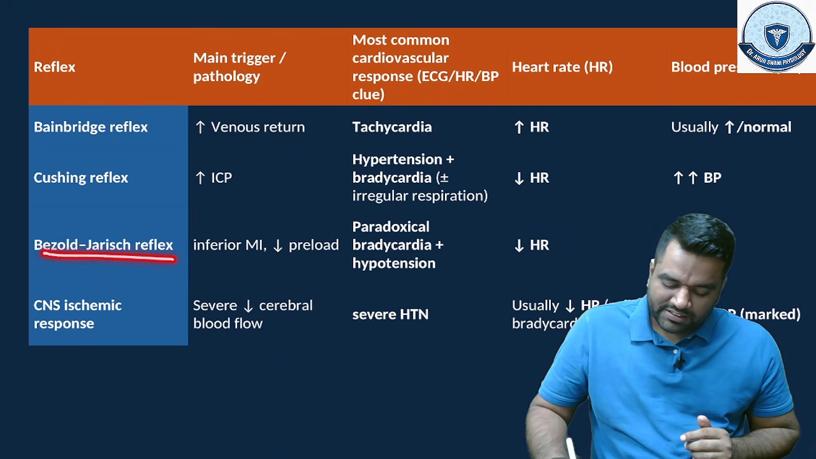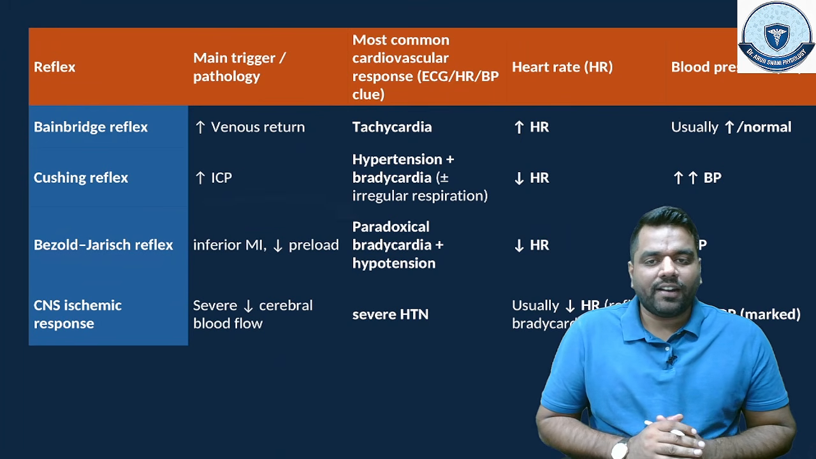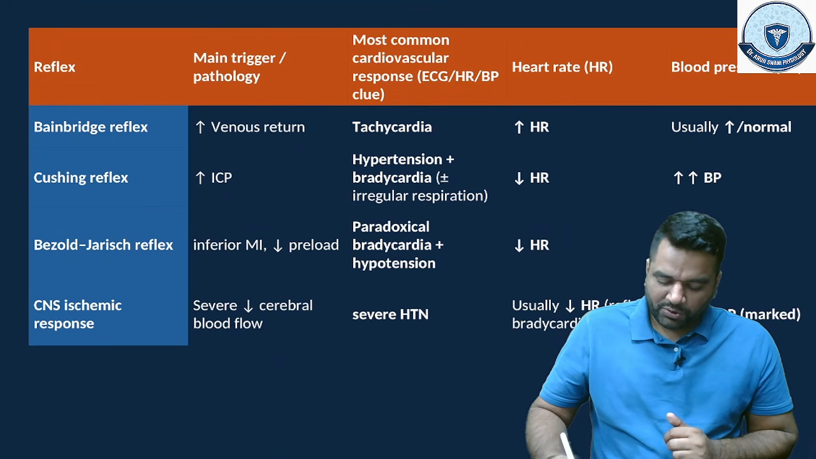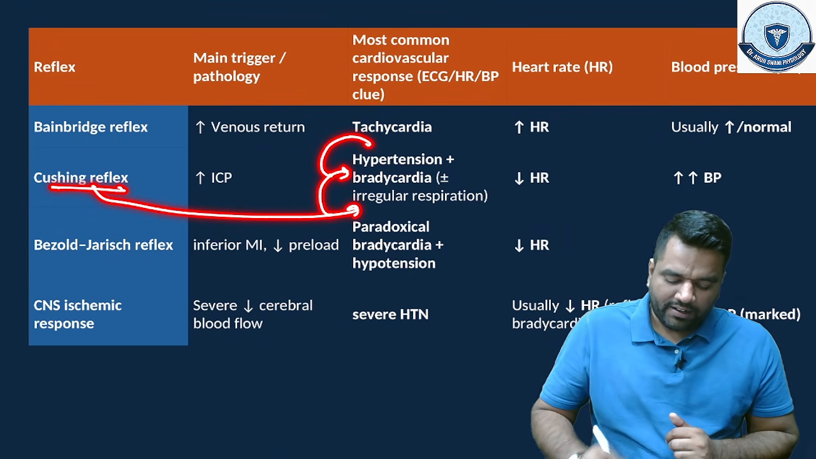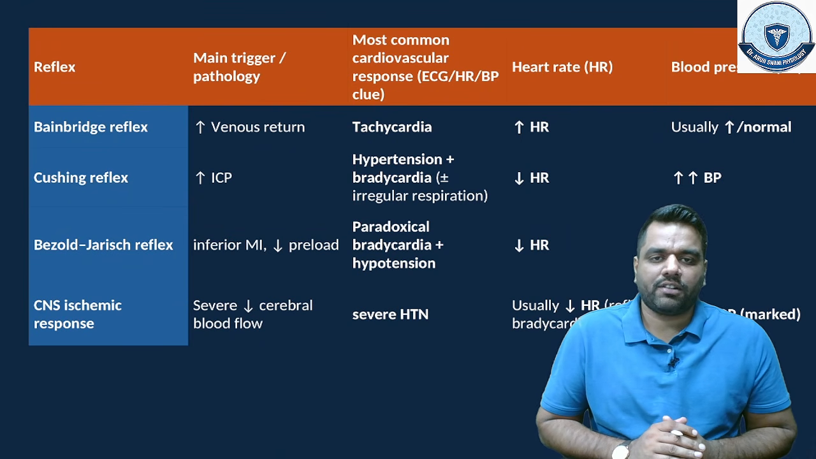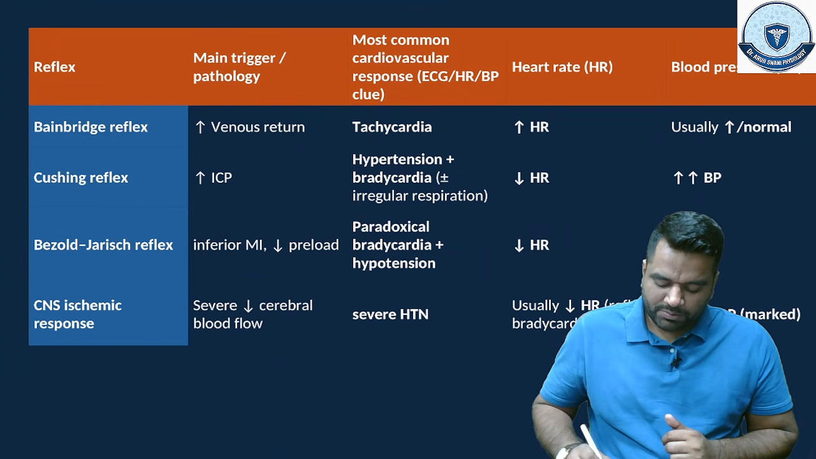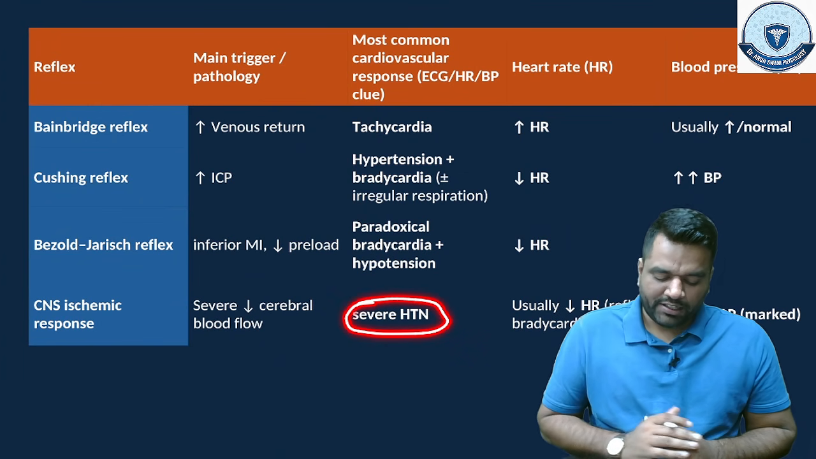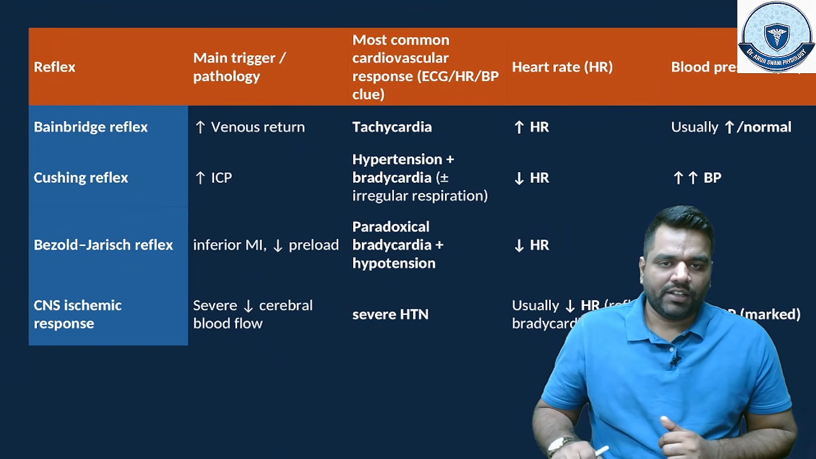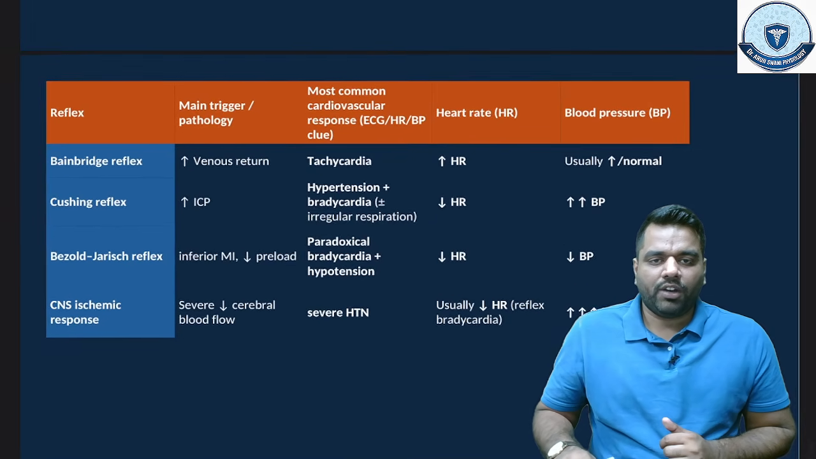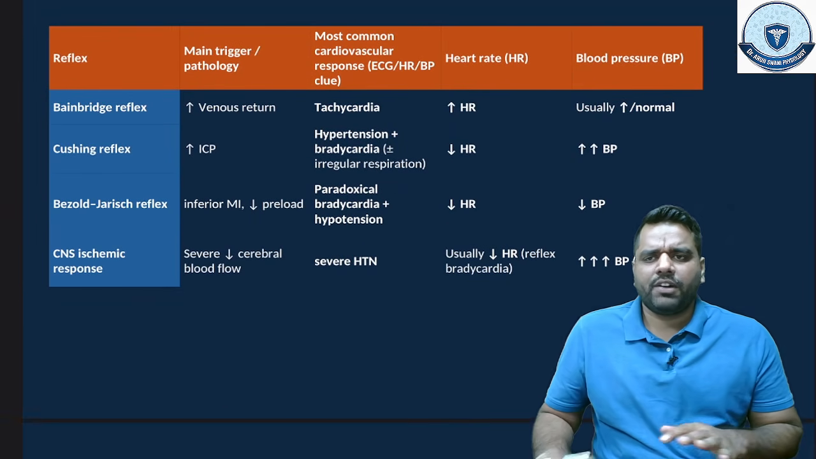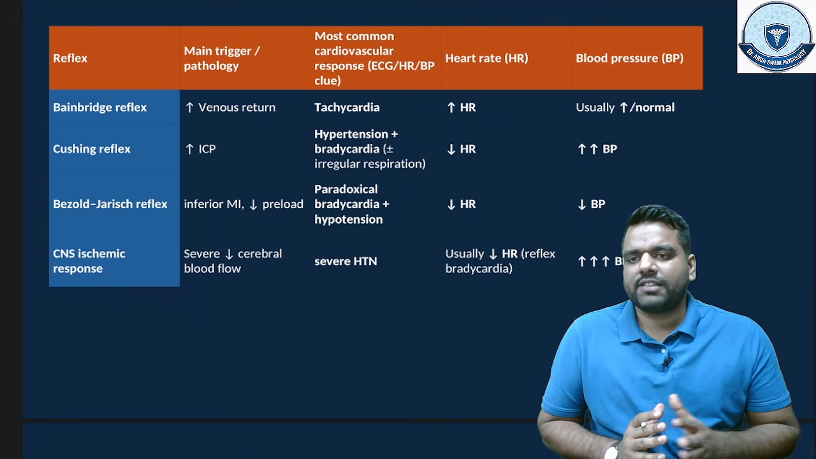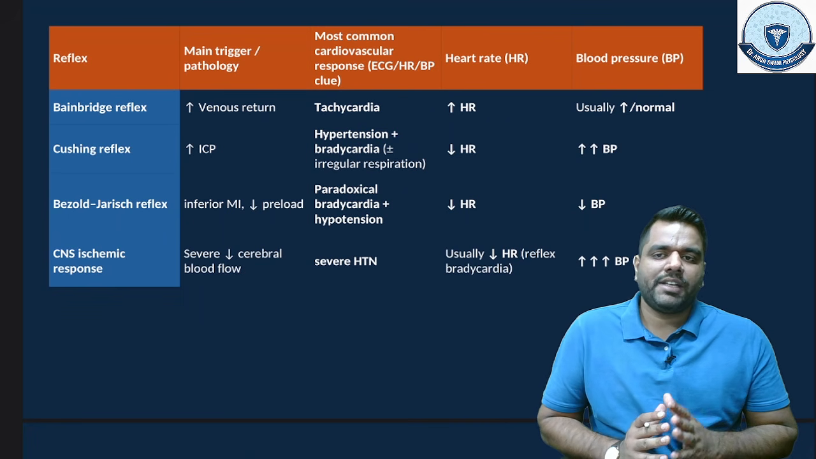Bezold-Jarisch reflex will do the paradoxical bradycardia and hypotension, and the Cushing reflex will do irregular respiration, bradycardia, and hypertension. We call it the Cushing triad, and the CNS ischemic response will do the severe hypertension, right? So this is the table you have to remember before your examination, and you will never make the mistake between the Bainbridge reflex, Cushing reflex and the Bezold-Jarisch reflex.